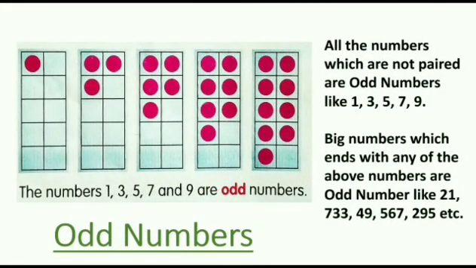Odd numbers. What are odd numbers? All the numbers which are not paired are odd numbers, like 1, 3, 5, 7 and 9. You can see in the graph also the pairs are not complete, so we call them odd numbers. Big numbers which end with any of the above numbers are odd numbers, like 21, 733, 49, 567 and 295, etc. So you can see all the examples are ending with odd numbers, like 1, 3, 9, 7, 5. So we call them odd numbers.